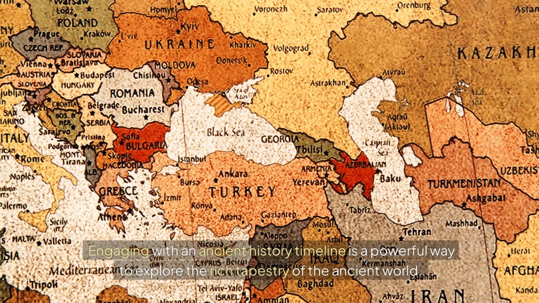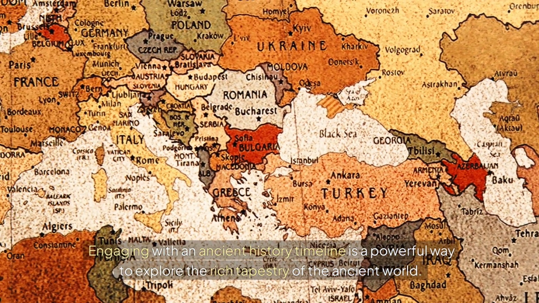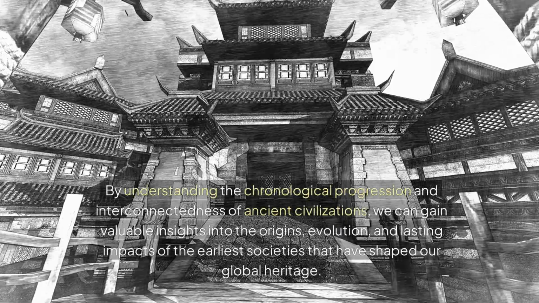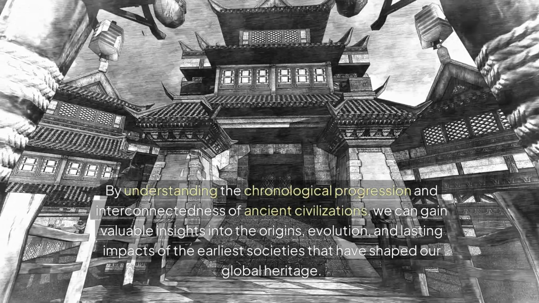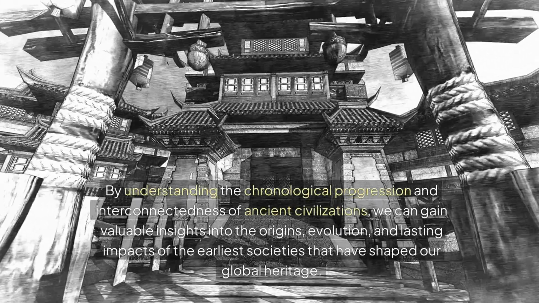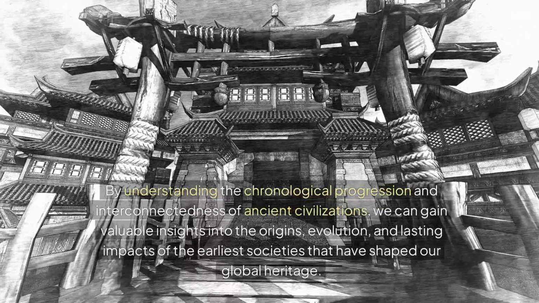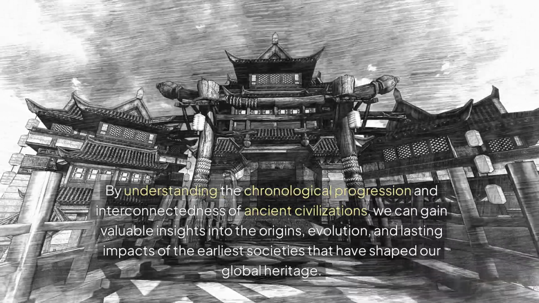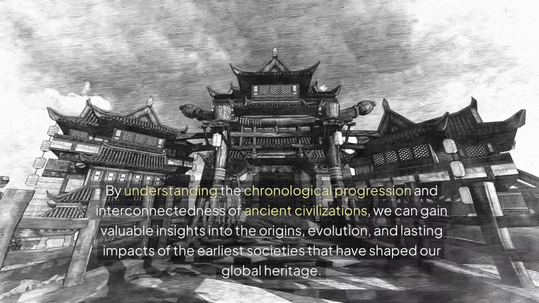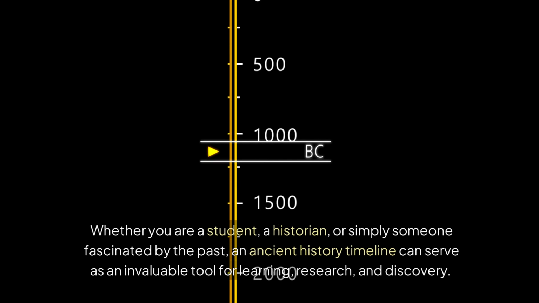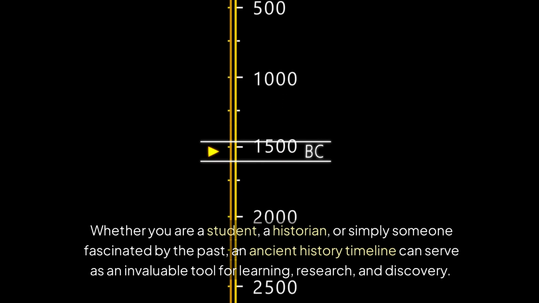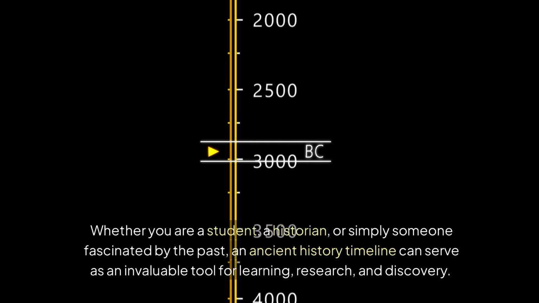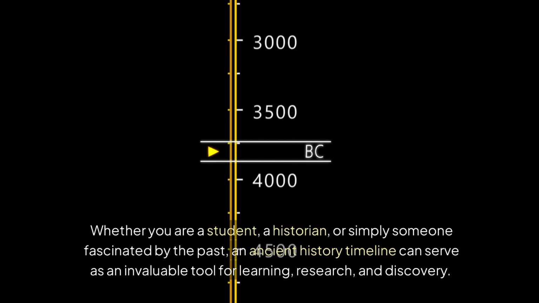Conclusion. Engaging with an ancient history timeline is a powerful way to explore the rich tapestry of the ancient world. By understanding the chronological progression and interconnectedness of ancient civilizations, we can gain valuable insights into the origins, evolution, and lasting impacts of the earliest societies that have shaped our global heritage. Whether you are a student, a historian, or simply someone fascinated by the past, an ancient history timeline can serve as an invaluable tool for learning, research, and discovery.